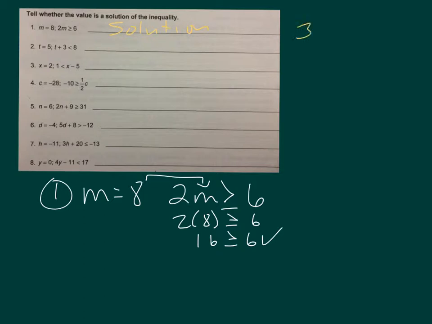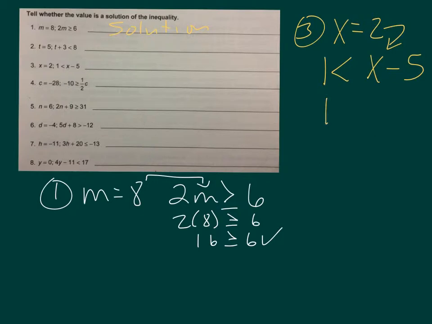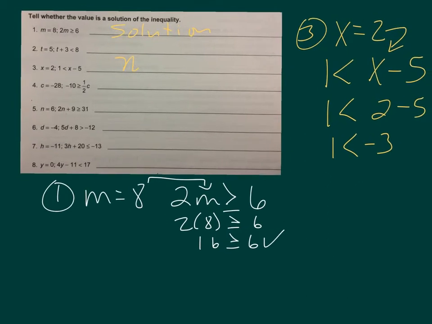On number 3, you have x is equal to 2. And you have to plug it into 1 is less than x minus 5. So when you plug that in right there, you get 1 is less than 2 minus 5, which is negative 3. So 1 is less than negative 3. That is not true, so you're going to write not a solution.